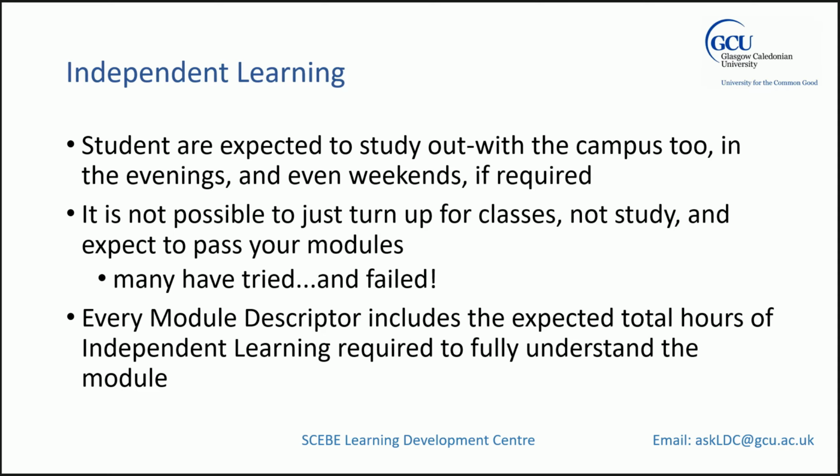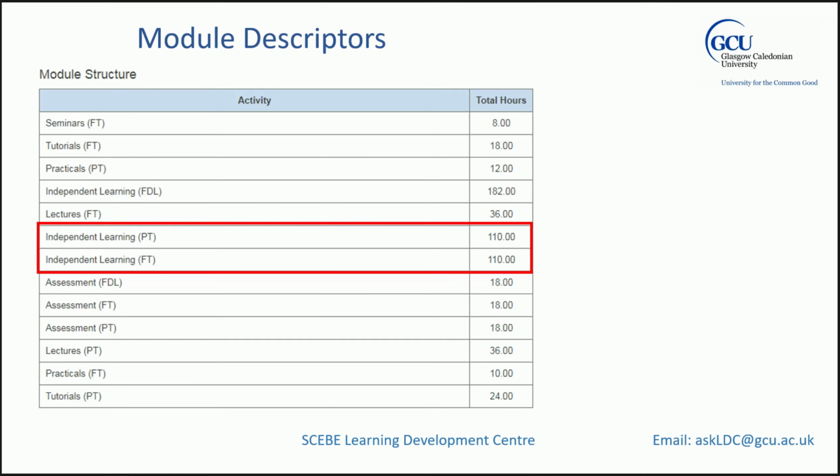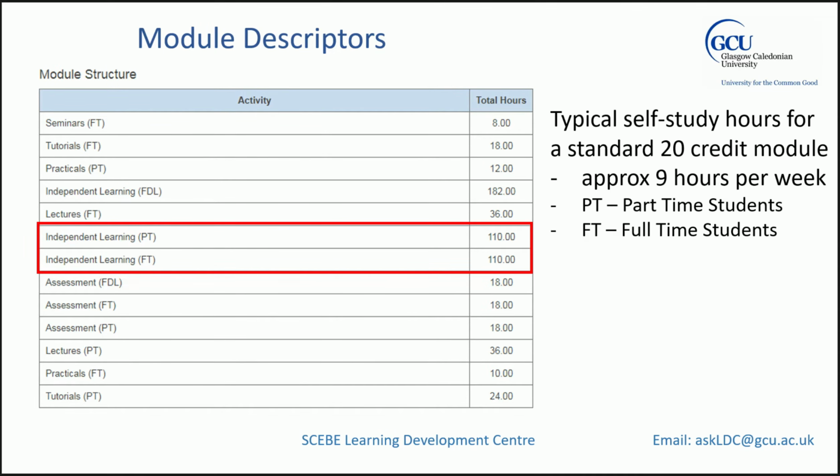Every module descriptor includes the expected total hours of independent learning required to fully understand the module. Here's an example. 110 hours. What does that mean? Well, it's saying for a typical 20 credit module, you're expected to study outwith classes approximately 9 hours per week, and that's per module. And PT is part-time, FT is full-time, in case you're wondering.